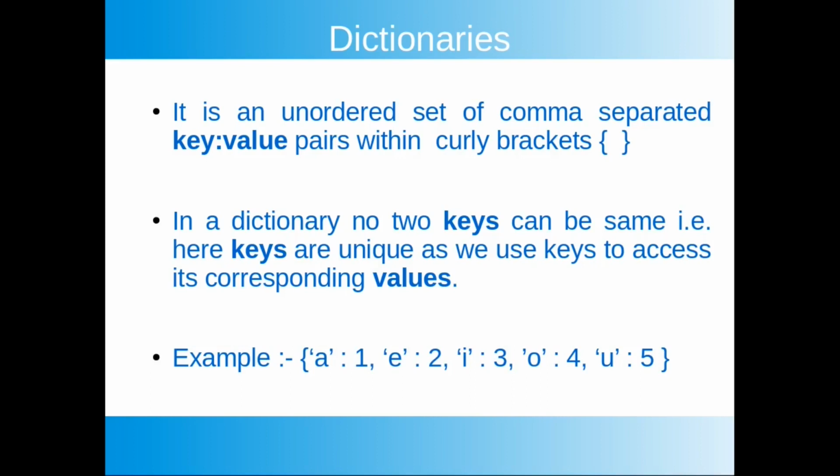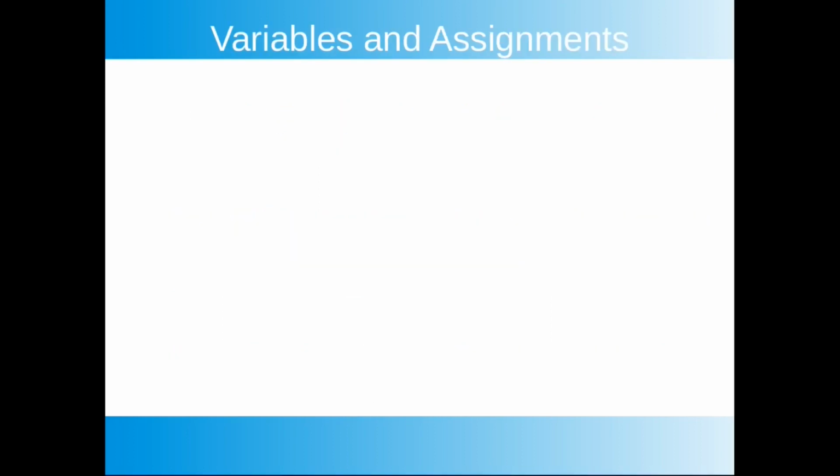Here we have comma separated key value pairs written within curly brackets. Now in this example, the left side of the colon denotes the key and to the right of the colon is its value. Now all these things will be clear to you when we dive into these data types later in the course. For now, let's move our focus to variables and their assignments.